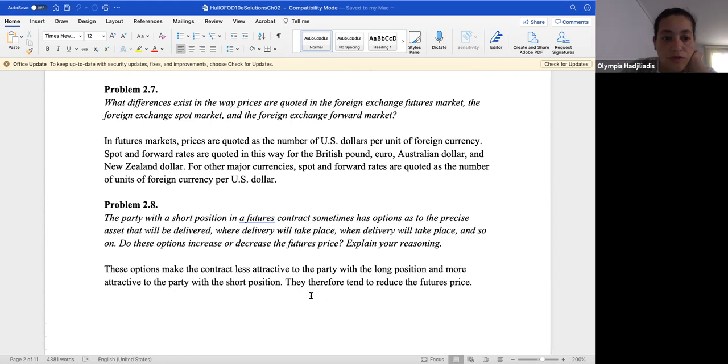So problem 2.8, the party with a short position in a futures contract sometimes has options as to the precise asset that will be delivered, where delivery will take place, when delivery will take place, and so on. Do these options increase or decrease the futures price? Explain your reasoning. So these options make the contract less attractive to the party with the long position and more attractive to the party with the short position, and they therefore tend to reduce the futures price.